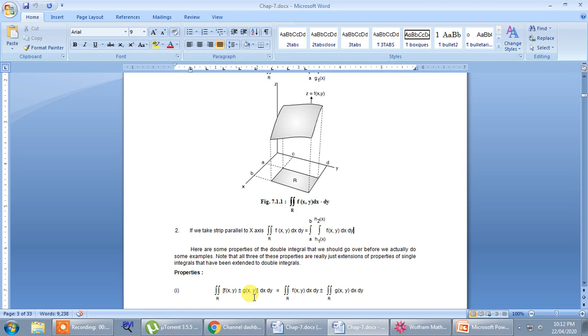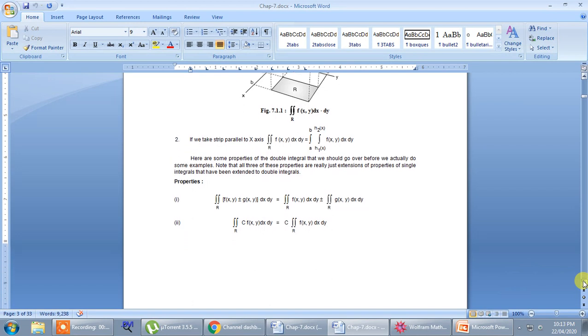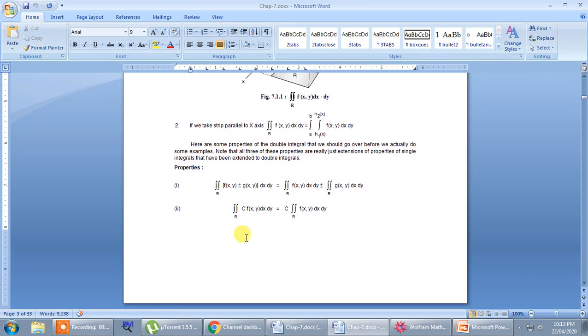In the previous lecture we talked about the properties. Once again, let us have a snapshot and a small revision of the properties. The first property is: double integration over the region R of f(x,y) plus or minus g(x,y) dx dy is the same as double integration over the region R of f(x,y) dx dy plus or minus double integration over the region R of g(x,y) dx dy. So the meaning is that double integration is distributive over addition and subtraction, like single integration.